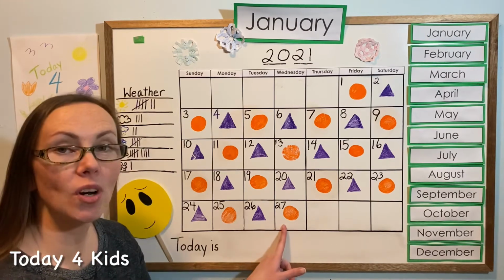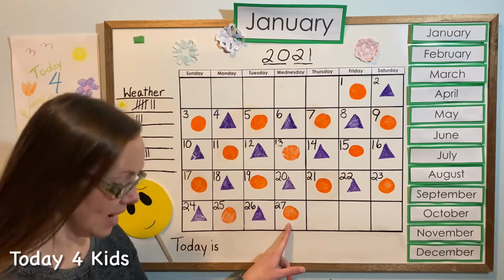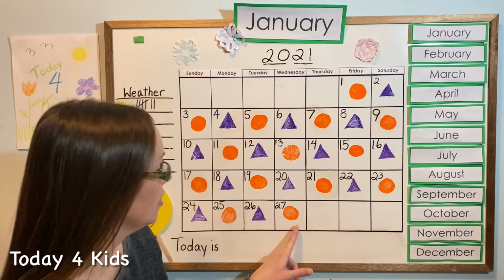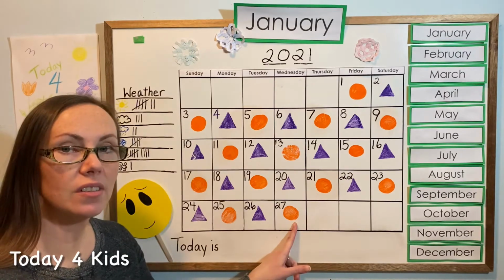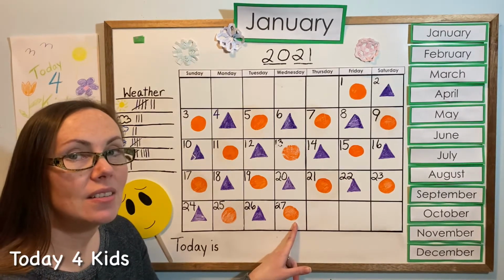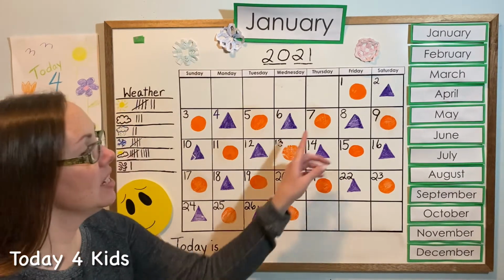Did you guess the orange circle? Good guess. What shape do you think we need to put in for today? If yesterday was orange circle, what shape do you think it is? What color? Okay, let's go back to the beginning and see if you're correct.